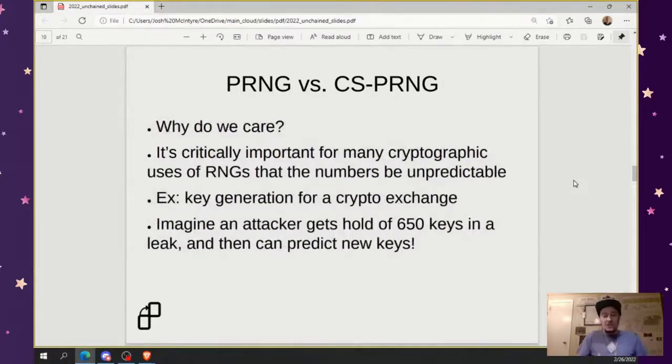If we have a server for Coinbase or some other crypto exchange or web wallet, and we're generating a bunch of keys for hundreds of thousands of users, it would be really bad if an attacker got some subset of those numbers and then could predict all of the new keys that were generated. So, again, that's very, very bad from a security perspective. So for key generation, we need to use these crypto secure sources.